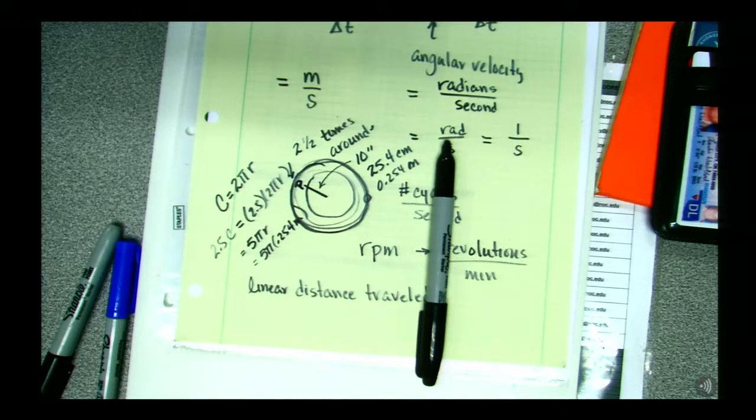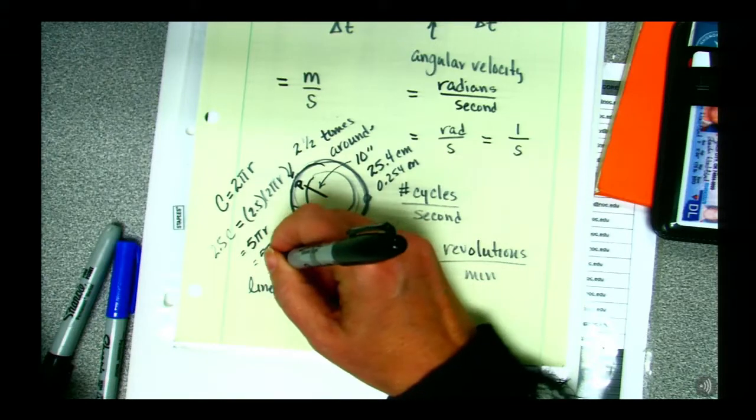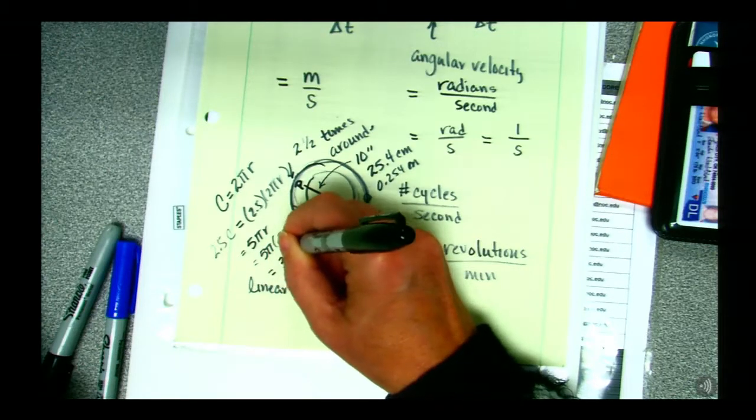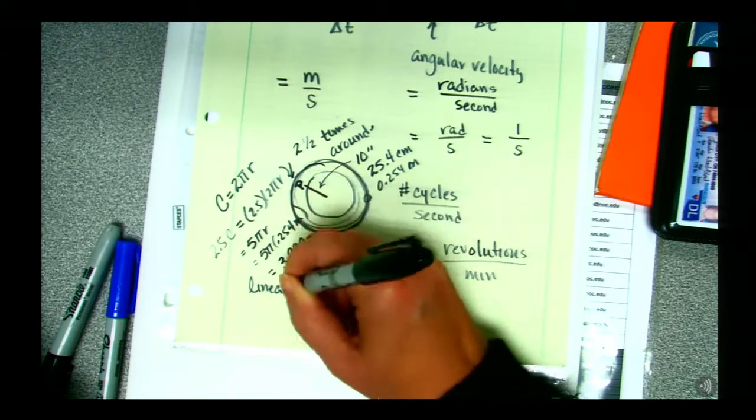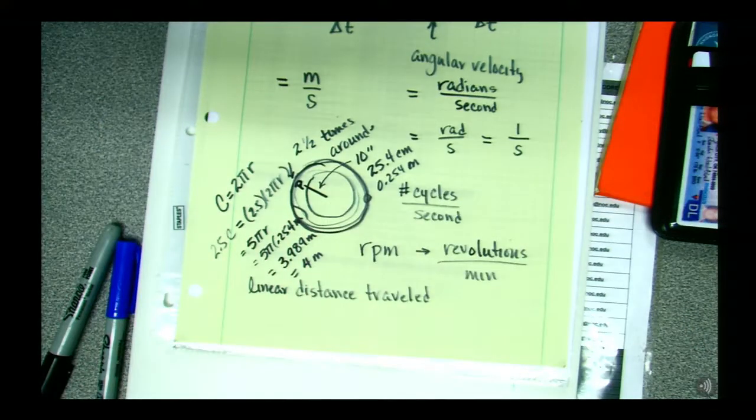Okay, so if I do 5 times pi times 0.254, it would say that the linear distance that the letter P moved around was 3.989 meters, or about 4 meters, as it went around the circle. So you're going to have to start thinking in a little different dimensions than we have.